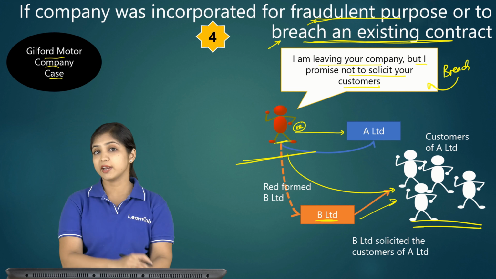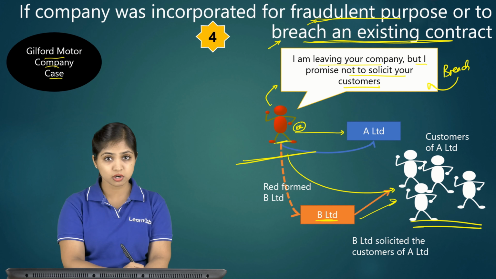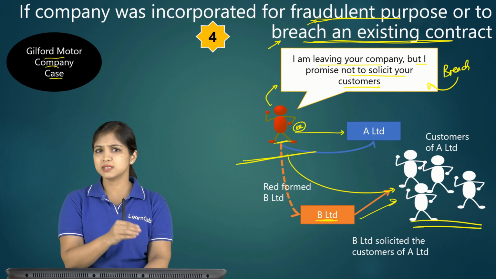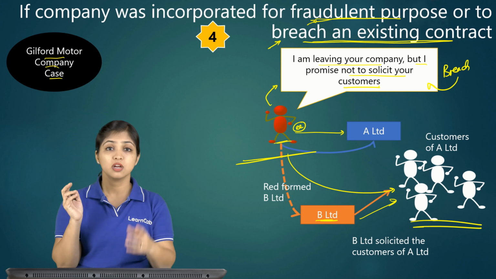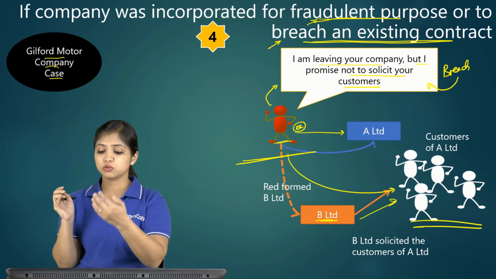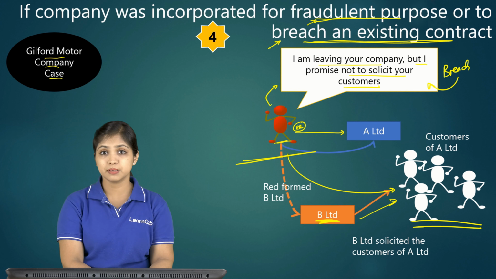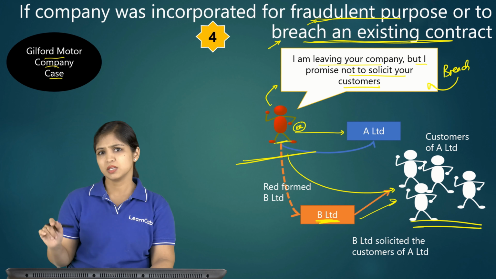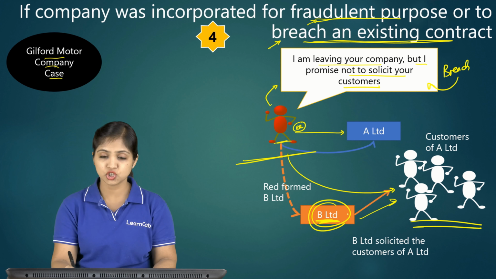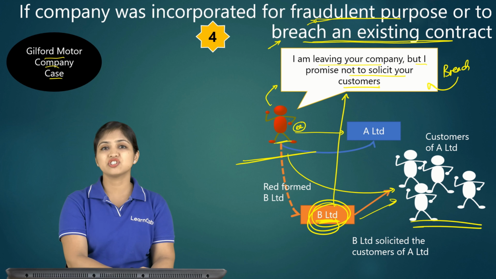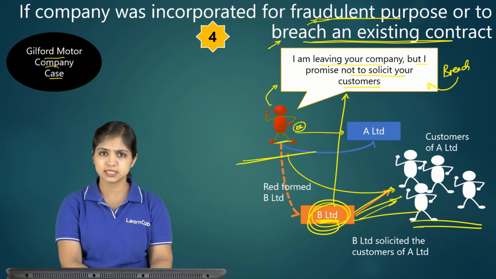So what is Red trying to do over here? What is Red's objective? Red wants to breach this contract. Red had earlier promised, I will not deal with your customers, but Red wants to deal with those customers. To be able to deal with A Limited's customers, Red creates this company B Limited so that indirectly he can deal with the customers. So the whole objective behind creation of B Limited is to breach this contract, isn't it? Because now B Limited is entering into contract with these customers.